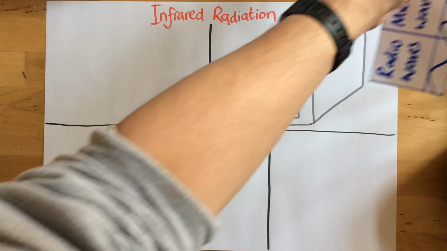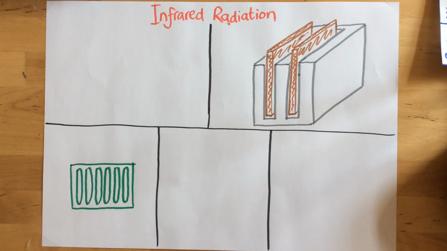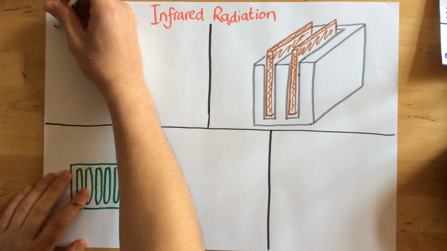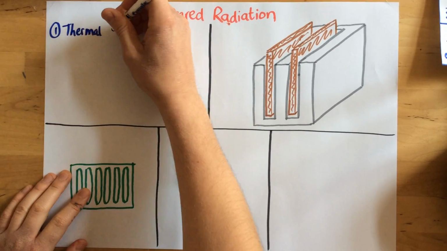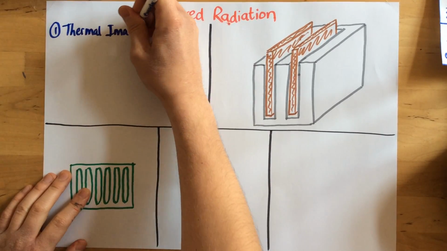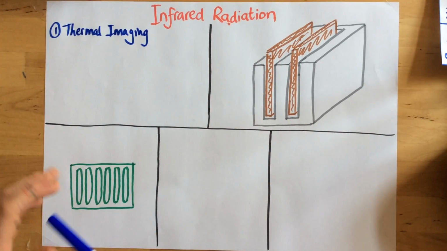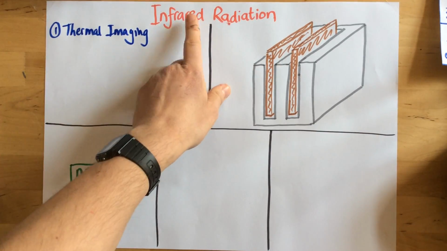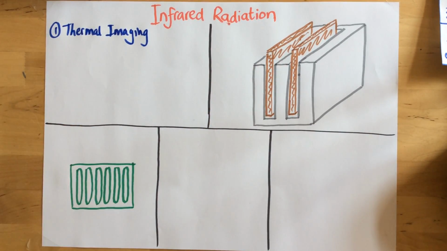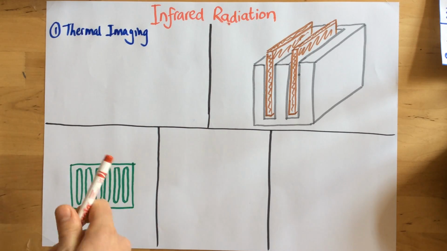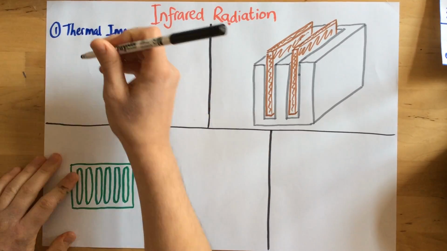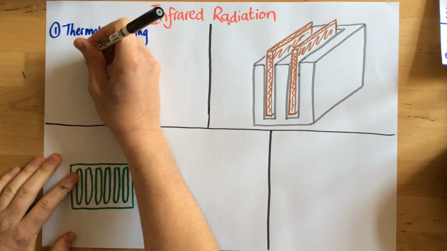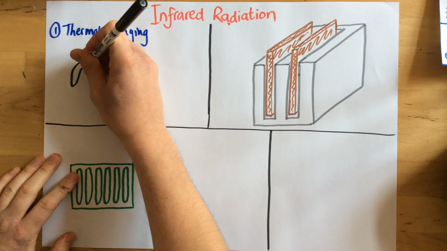So, what we're going to do is dive straight in and learn about some of the uses of infrared radiation. So number one is thermal imaging. Whenever we think about infrared, we often think about heat because that's how a lot of heat is transferred. So if we think about thermal imaging, it works like this.